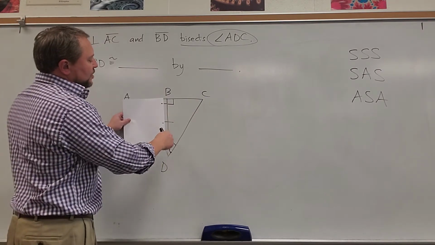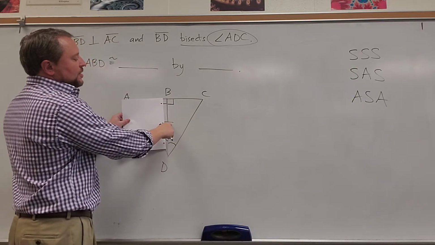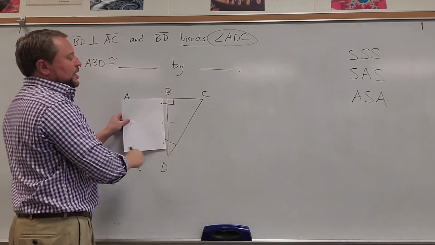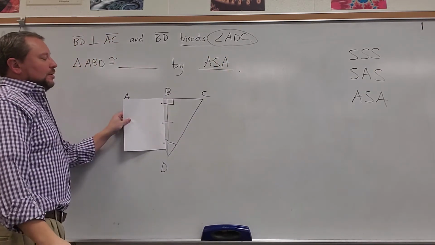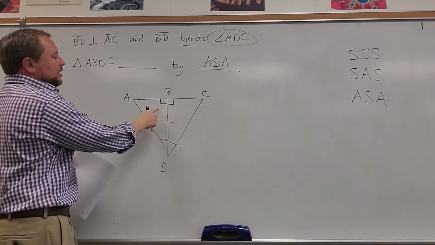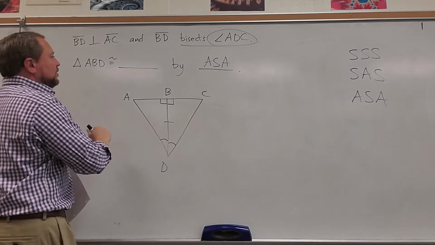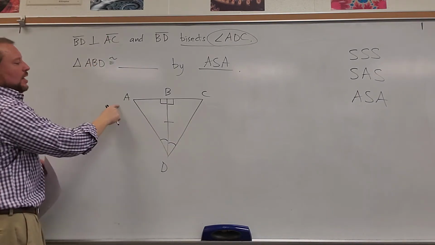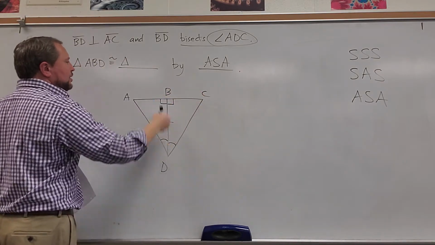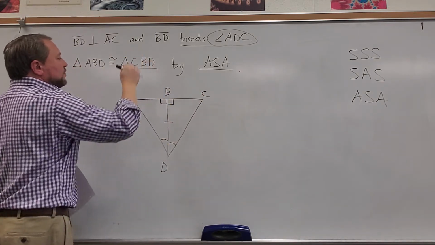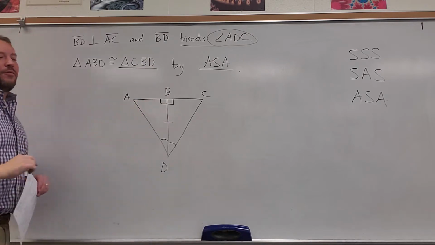If you look, it's two angles and the side in between joining those angles. So this is an ASA problem. And you have that on both sides here, two angles and the side in between. So I could say triangle ABD is congruent to triangle CBD. It's a mirror image, a reflection.